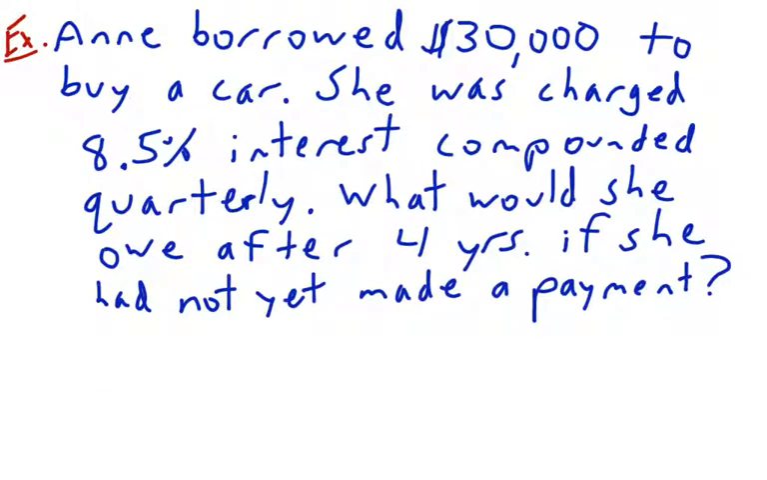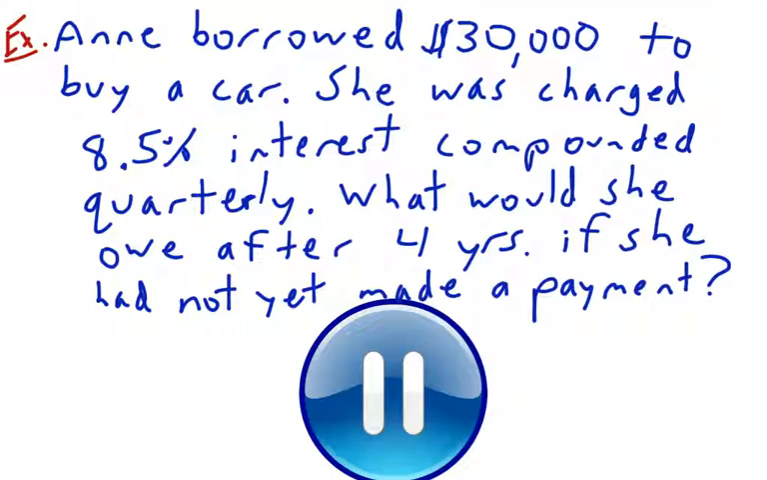Alright, you try this one on your own. Anne borrowed $30,000 to buy a car. She was charged 8.5% interest compounded quarterly. What would she owe after 4 years if she had not yet made a payment? Please pause the video, copy it down, and then try it on your own, and we'll check it in just a second.